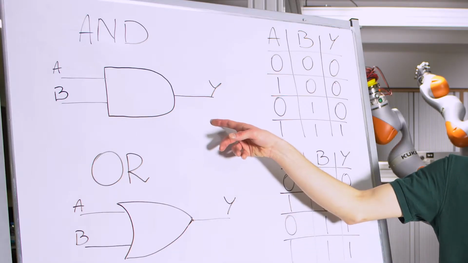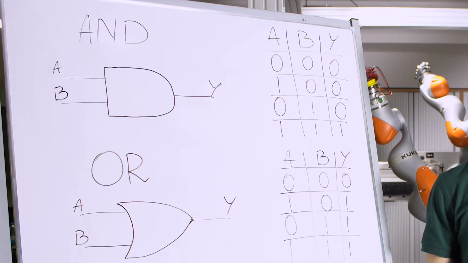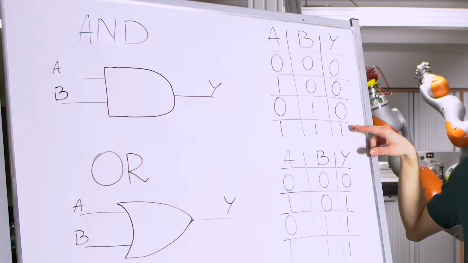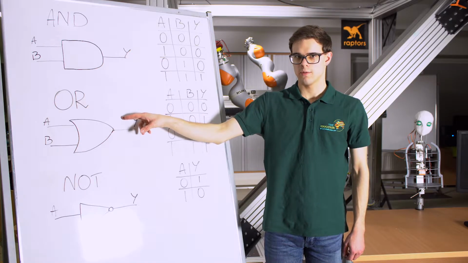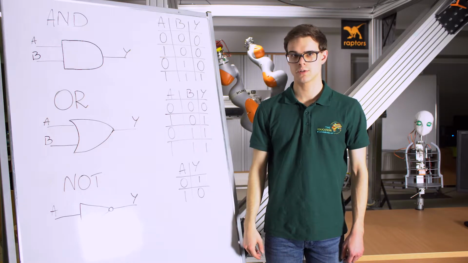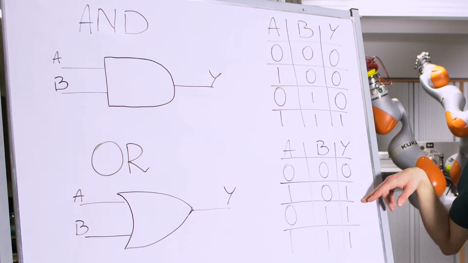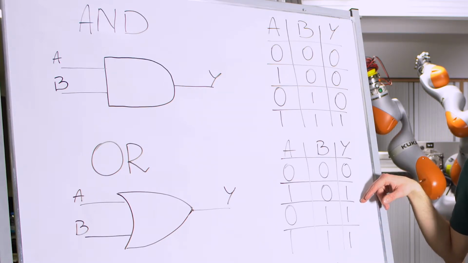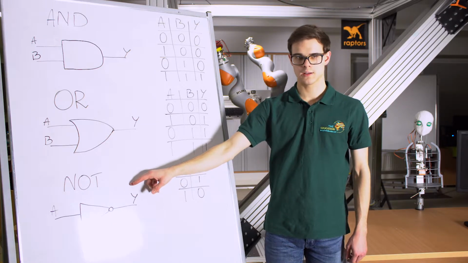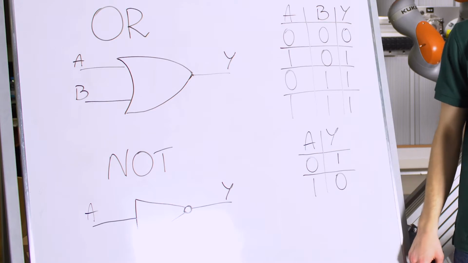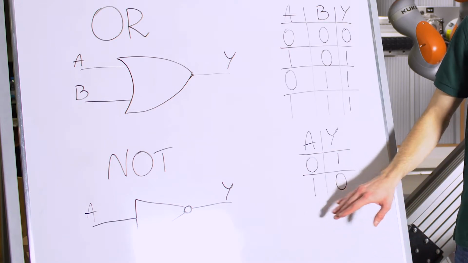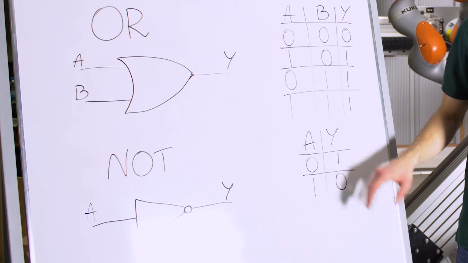AND gate performs an operation called conjunction, which is a simple multiplication. Output is true only when all of the inputs are true. OR gate performs an operation called alternative, which is a simple sum. Output is true when at least one of the inputs is true. NOT gate performs an operation called negation, and it changes values from true to false and vice versa.